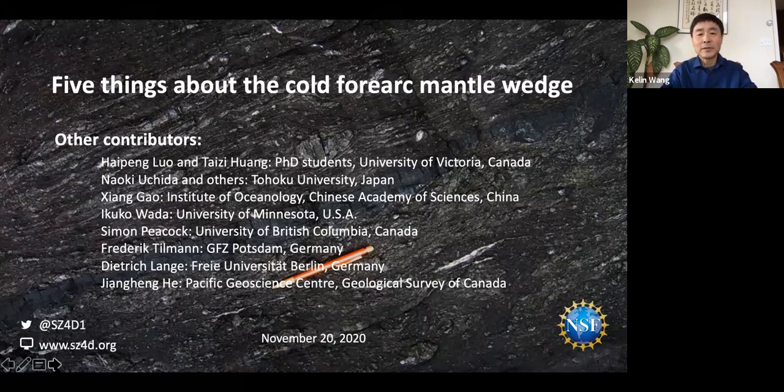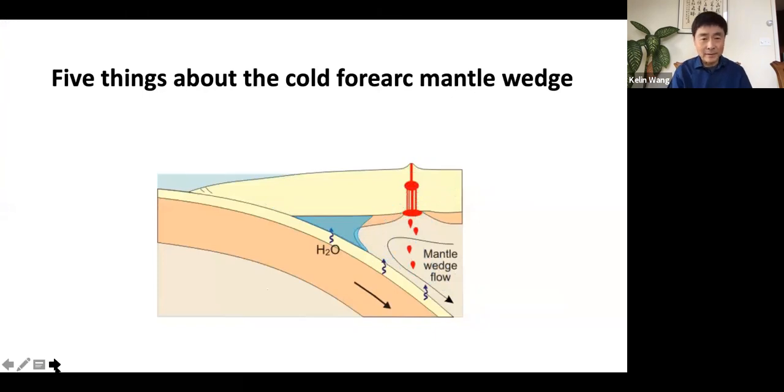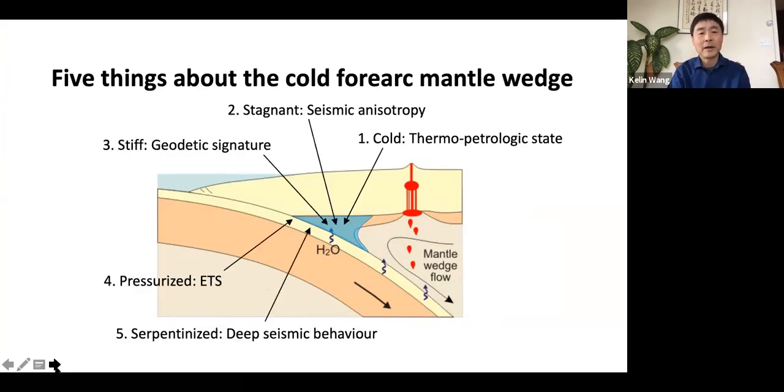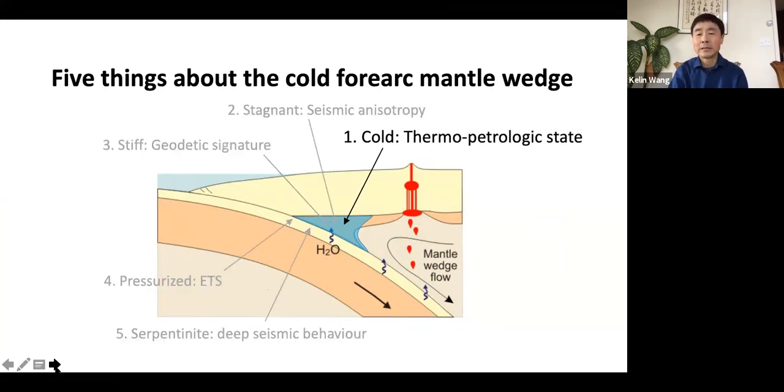The central subject of today's talk is this blue triangular area, the forearc mantle wedge. From five different perspectives, I'll talk about its thermal mechanical state and how it influences the megathrust slip behavior. Let's first start with briefly reviewing the thermal and petrologic state.